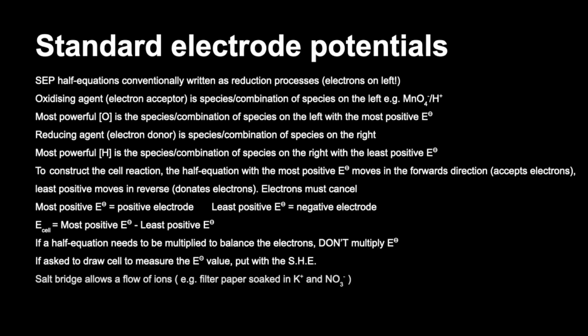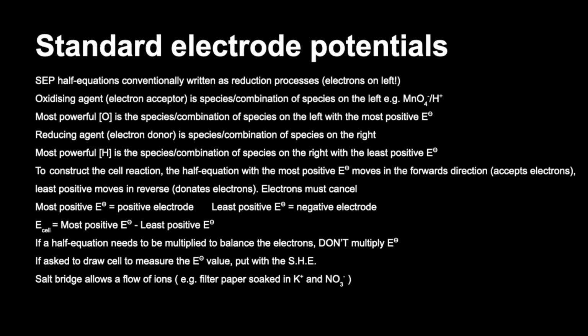The salt bridge allows a flow of ions, remember, so that's typically just a piece of filter paper soaked in an electrolyte. So the classic example is potassium nitrate. So it allows the K plus ions and NO3 minus ions to flow into the beakers to balance out the charge difference that builds up. And just remember, when you draw in the diagram, that your salt bridge actually goes into your solutions.